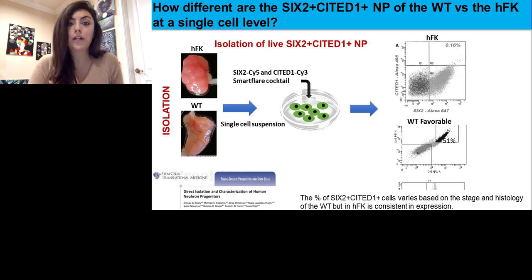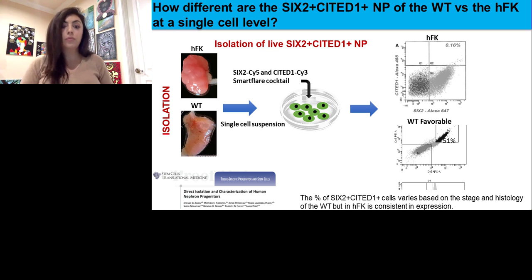So we wanted to actually do single cell analysis on these progenitor populations, because we know heterogeneity does exist within these populations. What we had done previously, we were able to isolate these progenitor populations based on the transcription factors SIX2+CITED1, and we did this by using SmartFlare technology, RNA probes. And we've published this data before, and we wanted to do the same thing with the Wilms tumor and see if we could also obtain Wilms tumor nephron progenitor populations. And we were indeed able to do the same.